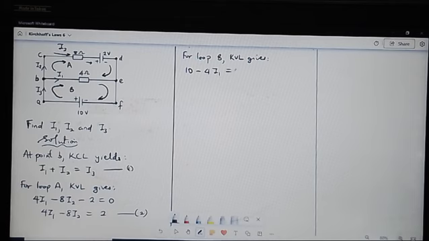See, this is quite easier than the previous example. We can easily find the value of I1. So here we can now say that 10 is equal to 4I1. Calling this one equation 3. So that I1 is equal to 10 over 4. That gives us 2.5 ampere.